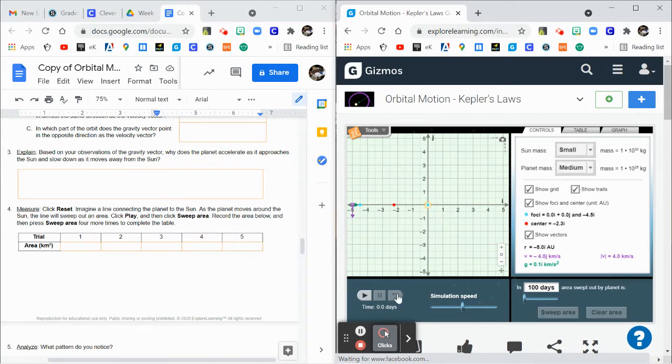Let's see, click reset. Awesome, okay. Click reset. Imagine a line connecting the planet to the sun. As the planet moves around the sun, the line will sweep out an area. Click play and then click on sweep area. Okay, so let's see.